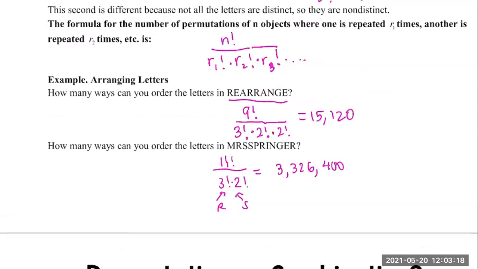Okay, guys, that is the official answer, 3,326,400. Just double check that you had 11 factorial above in your calculation, divided by 3 factorial times 2 factorial. The 3 is for the repetition of the r's, the number of times it was repeated, and 2 was the number of times s was repeated.